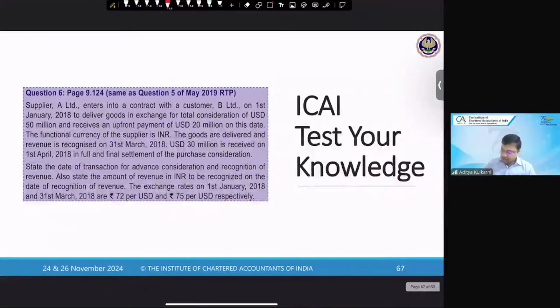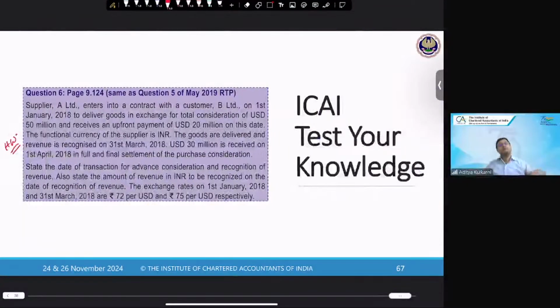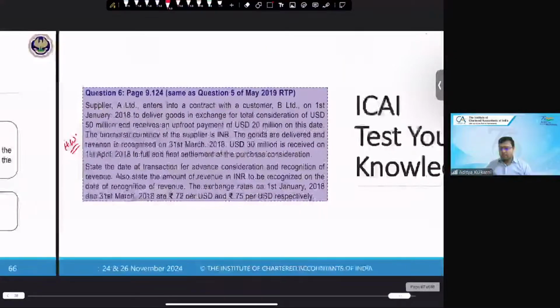A last question, I leave this to you for homework. You do this question first and then read up this appendix B. It's simple. What happens here is you have paid an advance for goods procurement, or you have received an advance for revenue. What exchange rates should be used for calculating the advance and booking the revenue? Okay, so that's the only thing here. Do this question for homework and then we are pretty much sorted out with the standard.